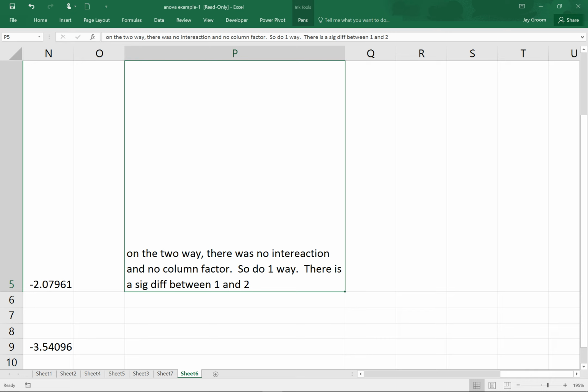In fact, it's quite possible to have a situation where the columns are not important, the rows are not important, but the interaction is important. Okay? That is quite possible. I can't think of an example off the top of my head right now, but look what the data would look like if that were true.